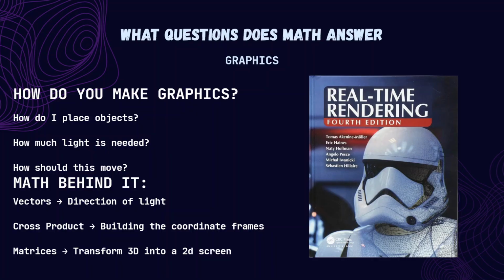As for graphics, this one is more of an inspiration of mine, where you want to know where to place the objects, where can I see the light, where is the camera moving, and you can also see it over there with the vectors and direction of light. For the crossbow, you can also see how a coordinate system is built and how matrices can transform a 3D space into a 2D space.